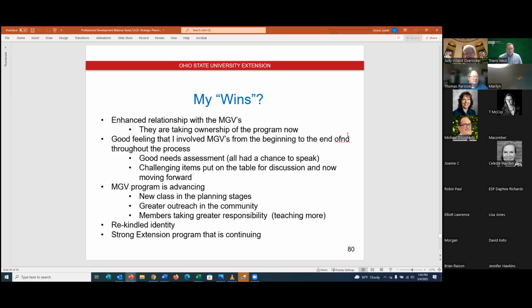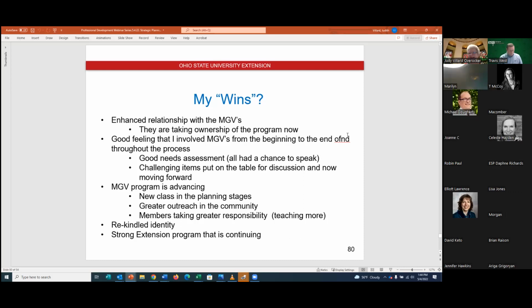Now that program is advancing, they're doing pretty well on their own. They don't need as much support from me. They have a new class in the planning stages of becoming this fall. Greater outreach in the community, they feel good about that, and they're taking more responsibility. They're teaching more. They've rekindled their identity, and it's back to being a strong extension program that will be continuing. And so I consider those great strengths.